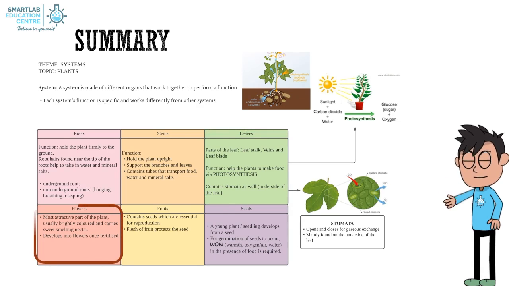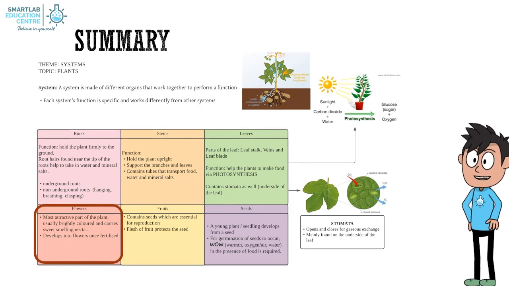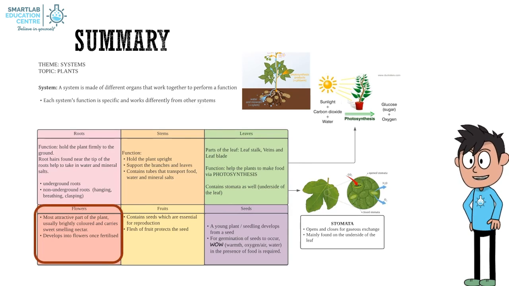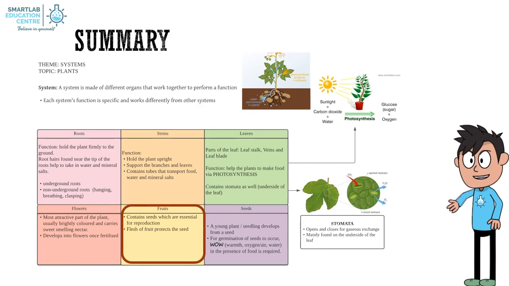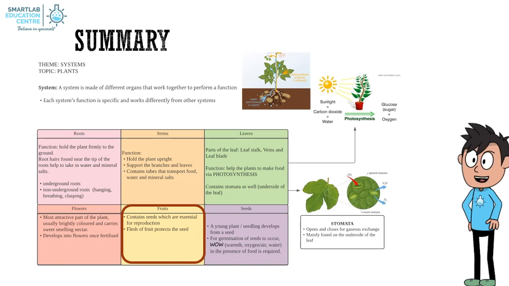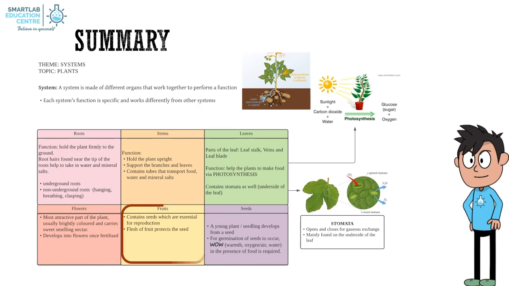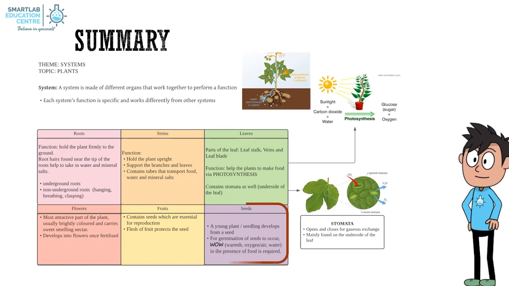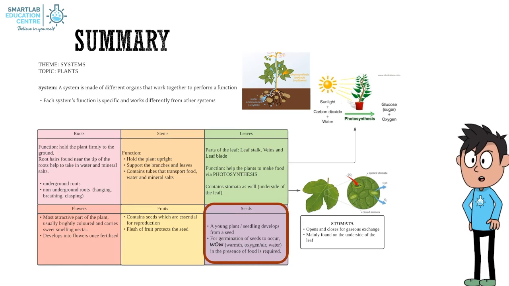Flowers. The most attractive part of the plant as it is usually brightly colored and carries sweet-smelling nectar. It also develops into fruits once fertilized. Fruits. Contains seeds which are essential for reproduction. Flesh of fruits protects the seed. Seeds. A young plant or seedling develops from a seed. For germination to occur, it requires WOW, which is warmth, oxygen, and water.